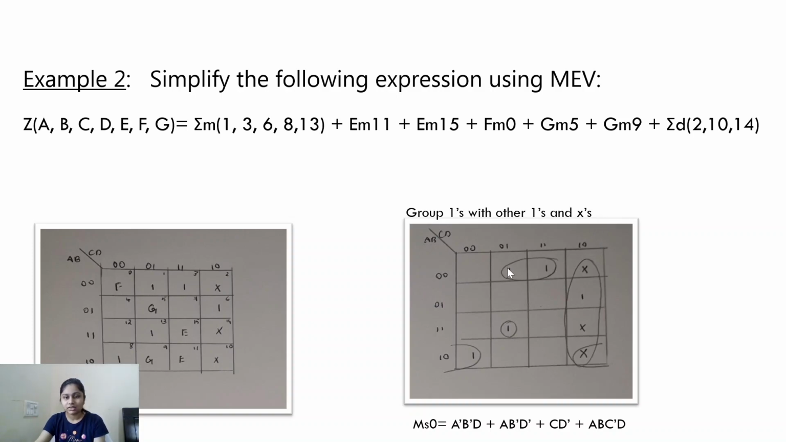We can see that this one can be paired with this one, which gives us the term A complement B complement D. We can group this one with this don't care, which gives us a pair A B complement D complement, plus these four terms can be grouped together, which gives us the term C D complement, and this one is isolated, which gives us the term A B C complement D.